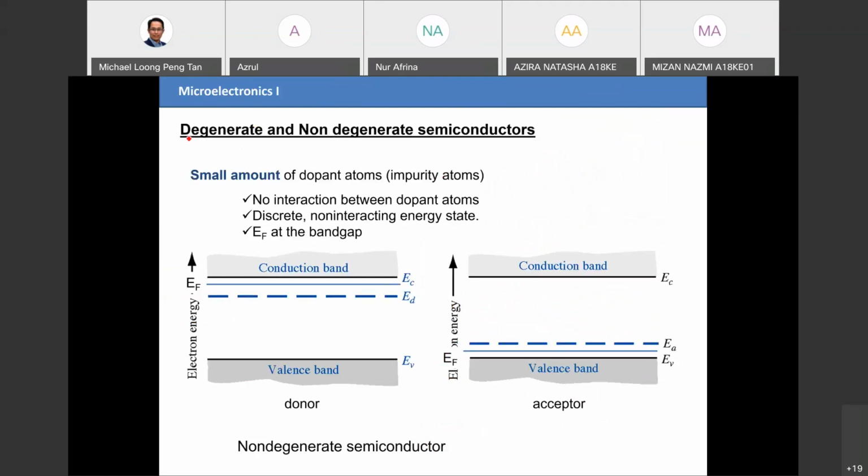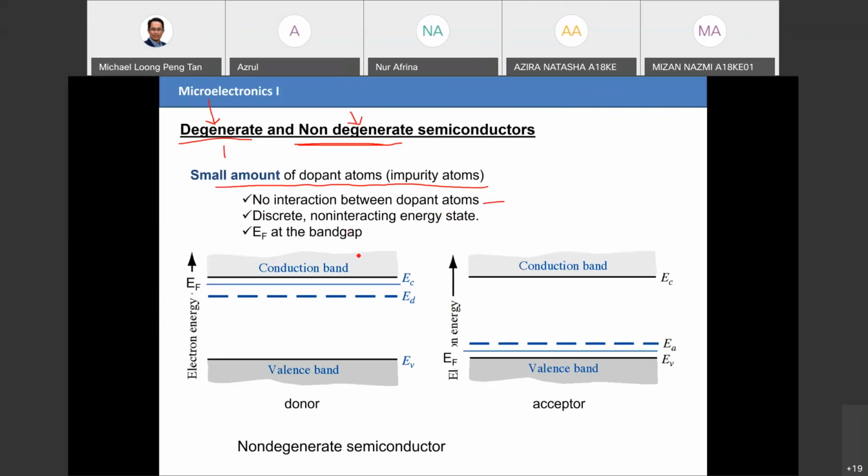Okay, then another term that you're going to face is called degenerate and non-degenerate. Very simple only. I will let you know: degenerate means highly doped, very highly doped, and non-degenerate is not highly doped. It's like doping concentration is quite low. Small amount of dopant. So you know that for degenerate, if you dope it very high, then your EF will be very near to your conduction band, extremely near. But this is far away. So if you have a small amount of dopant atom, impurity atom, then you have this condition. There won't be any interaction between dopant atoms because they are far apart. They have non-interacting energy states because they're discrete, and EF is in the band gap.